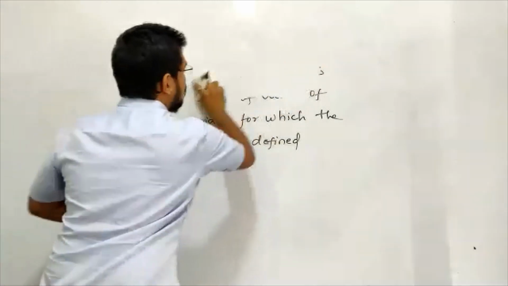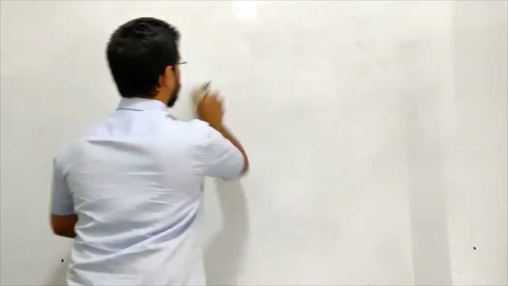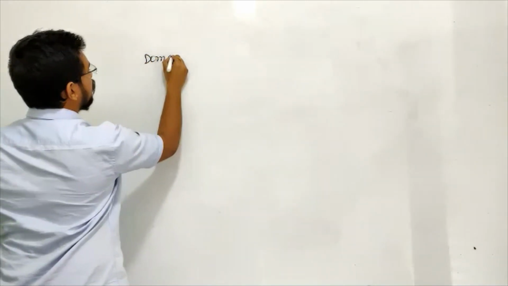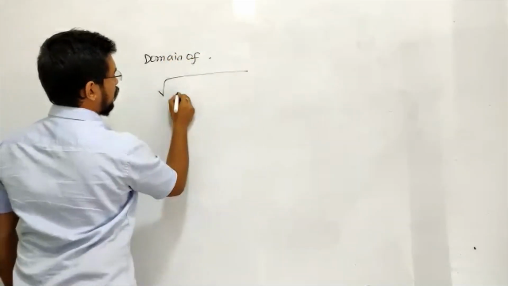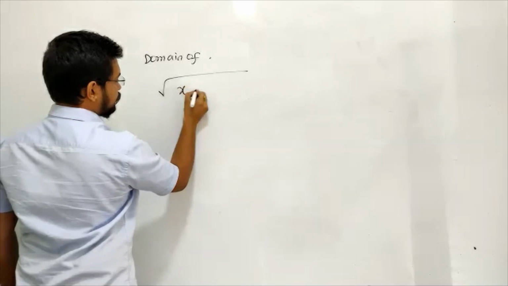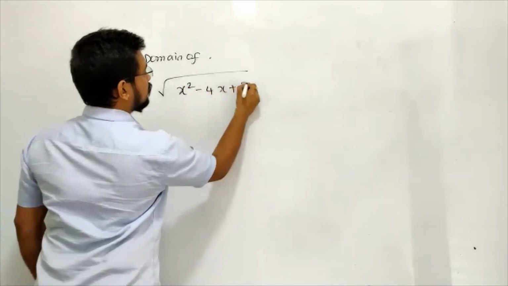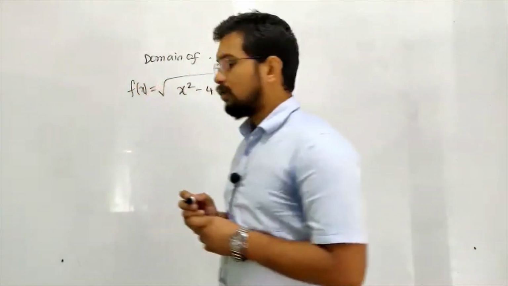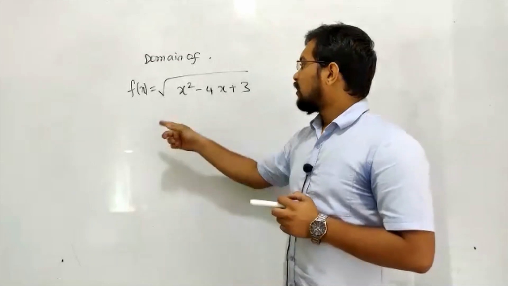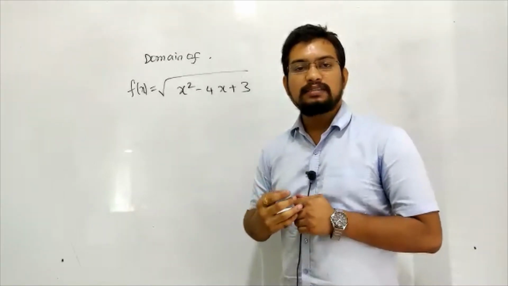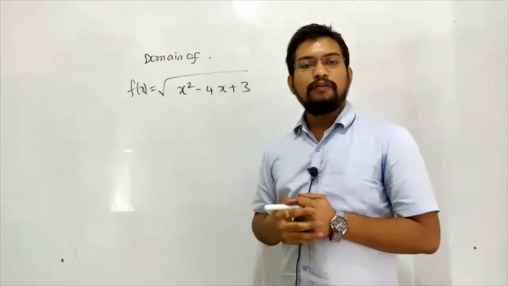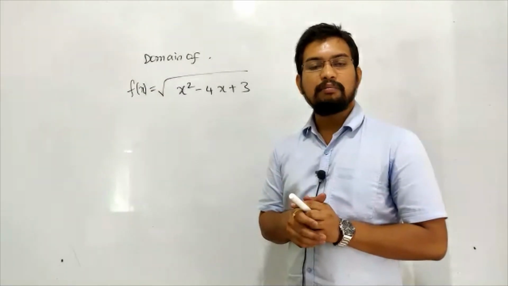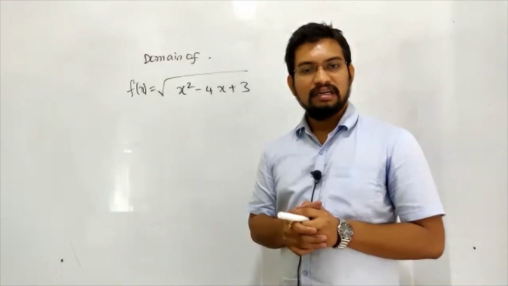For example, domain of under root of x square minus 4x plus 3. Suppose a function f of x is under root of x square minus 4x plus 3. They're asking you the domain. What is the meaning of domain?